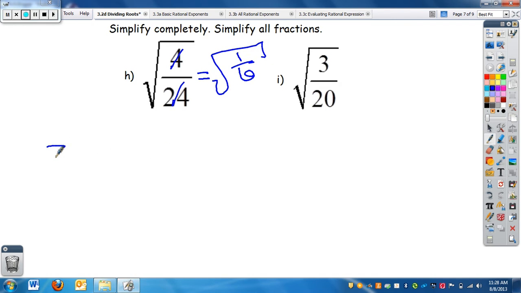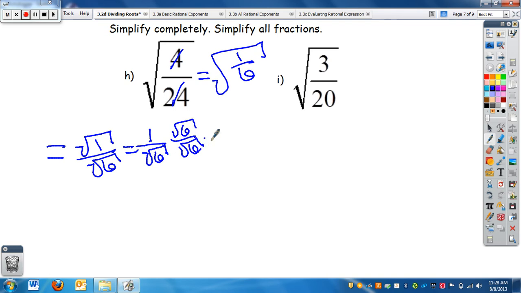Then, from what we learned with that chart, I can write this as the square root of 1 over the square root of 6. And then, if you look for your perfect squares, the square root of 1 is 1, so I have 1 over the square root of 6. And now I can multiply the square root of 6 to top and bottom to remove it from the denominator, which again is a big math no-no.